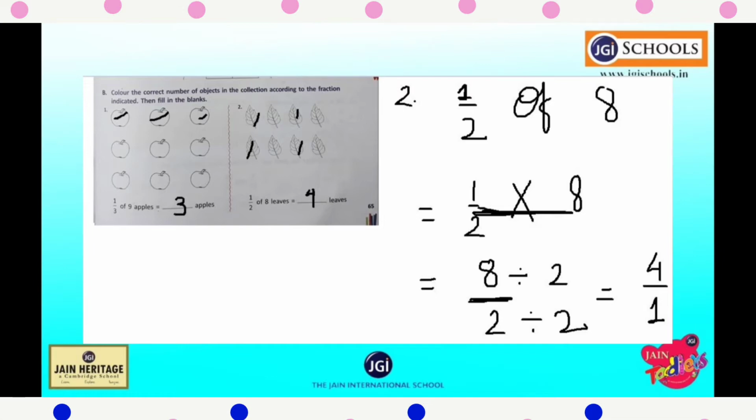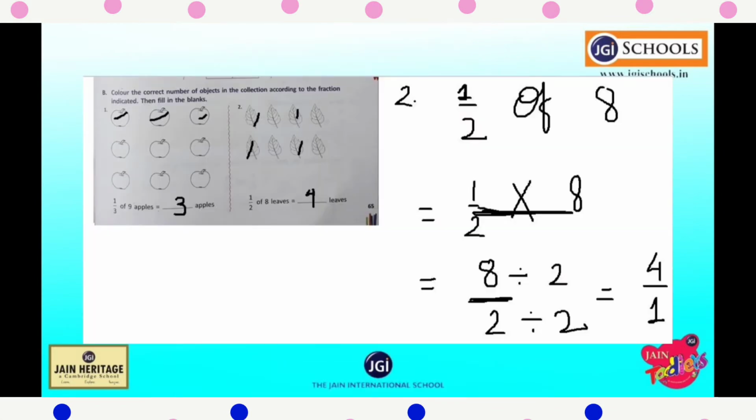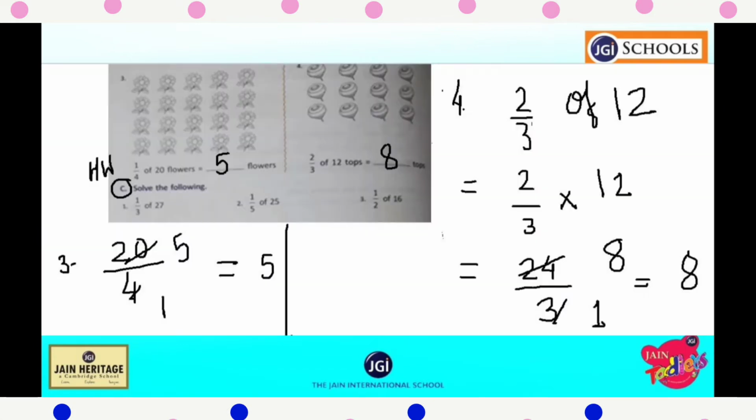So here 8 by 2 is 4 and 9 divided by 3 is 3. So how many leaves will be shaded? 4. How many apples will be shaded? 3. Okay. Similarly, you can solve for the flowers and the tops also. 5 flowers and 8 tops will be shaded.